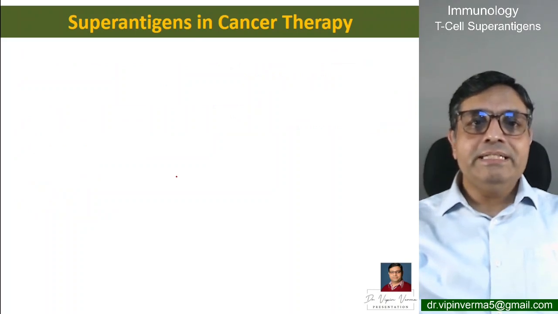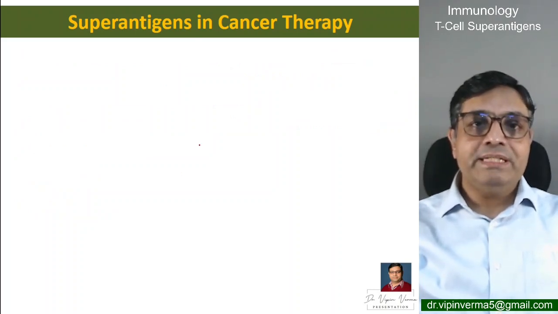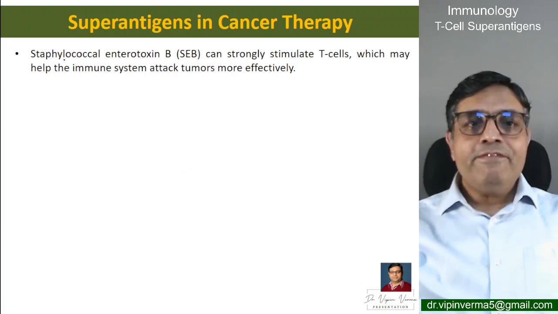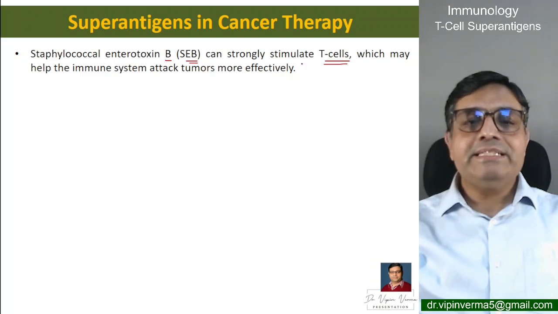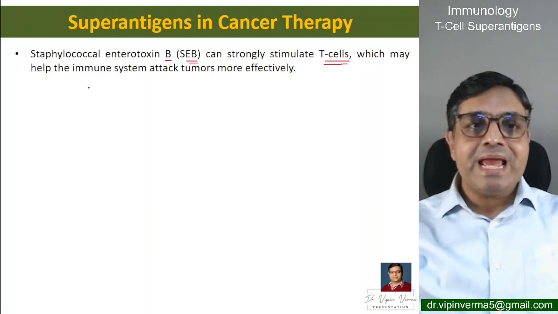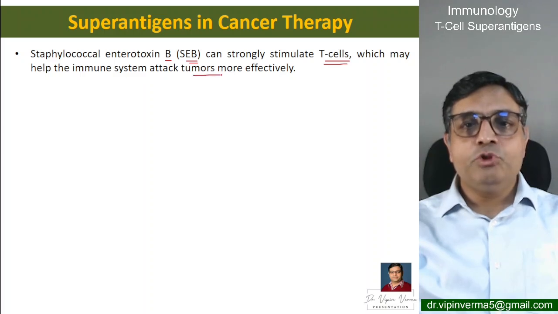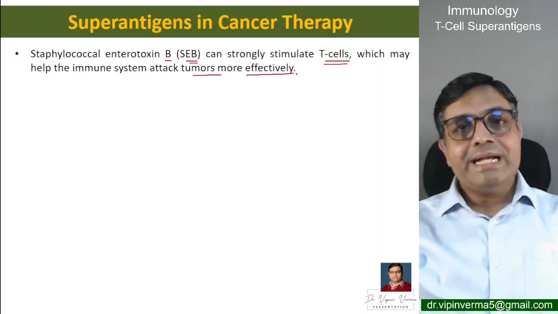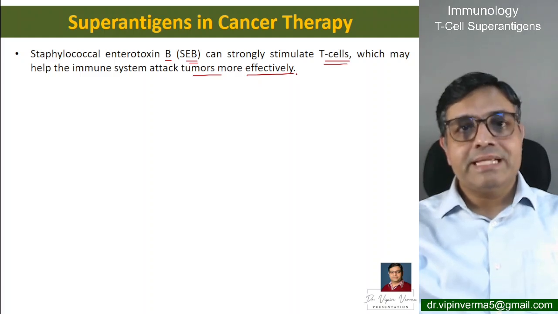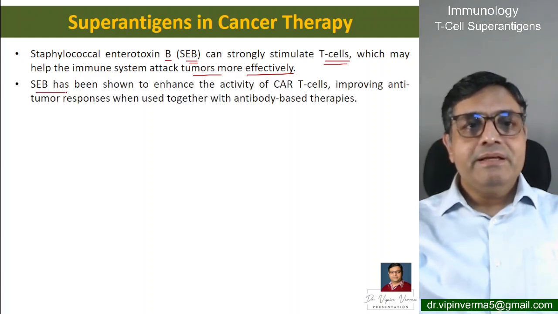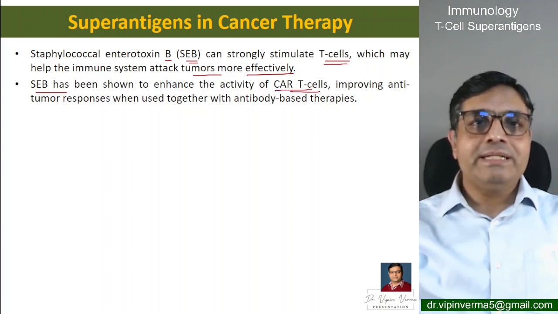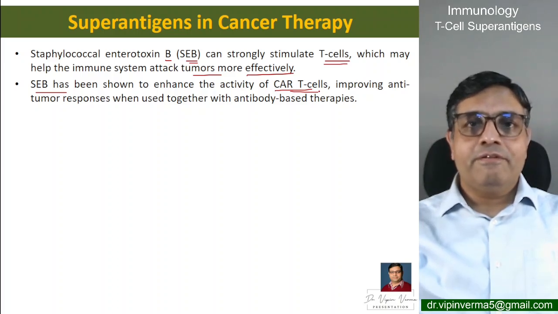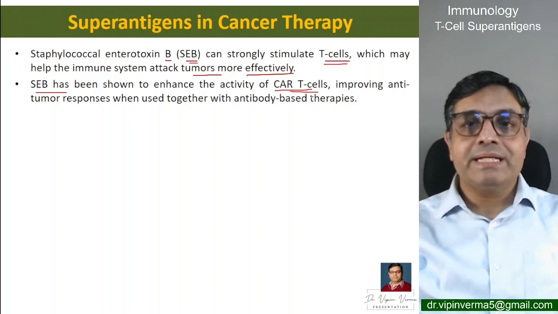Now let us see these superantigens in therapy, how we can use them in cancer therapy. So staphylococcal enterotoxin B, which is the SEB protein, can strongly stimulate T cells. And when it stimulates T cells, it may help the immune system to attack the tumors more effectively. So that can be utilized for cancer therapy. Then SEB has been shown to enhance the activity of CAR T cells. All right. CAR T cell therapies nowadays are one of the most advanced therapies for cancer treatment.